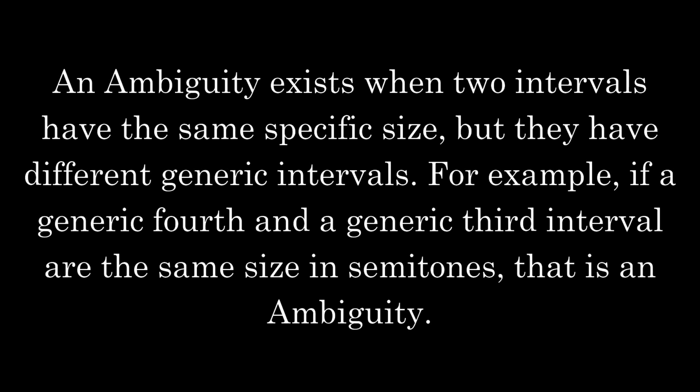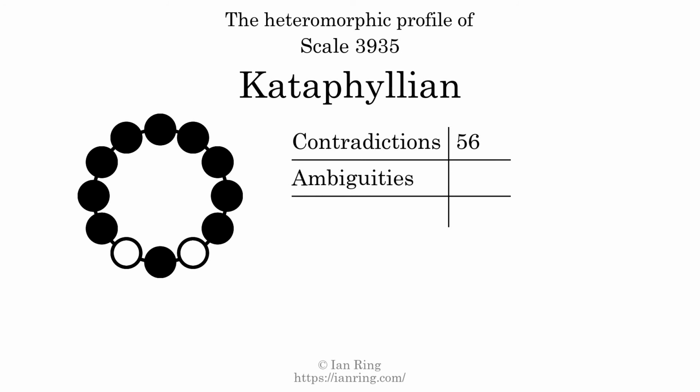An ambiguity exists when two intervals have the same specific size, but they have different generic intervals. For example, if a generic fourth and a generic third interval are the same size in semitones, that is an ambiguity. The number of ambiguities in this scale is 147.